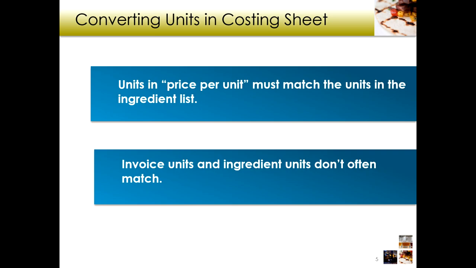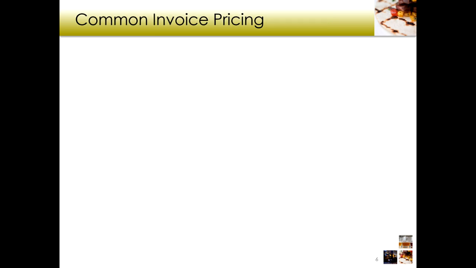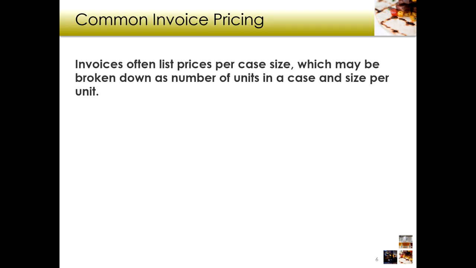When we buy products from our suppliers, our invoices are often like list prices, which can be broken down to a number of units per case. For example, you have a case of canned tomatoes, you're going to have 6 cans in that case, and each can is 100 ounces or 2.84 liters, depending on what's written on the invoice or on the case.